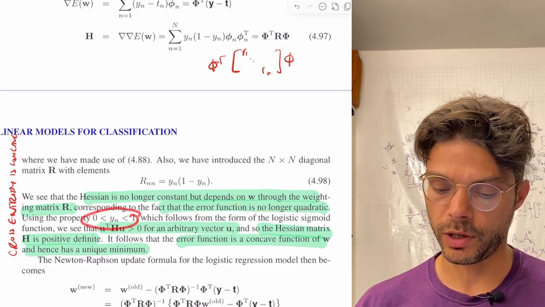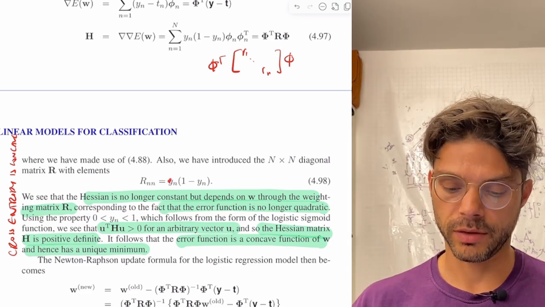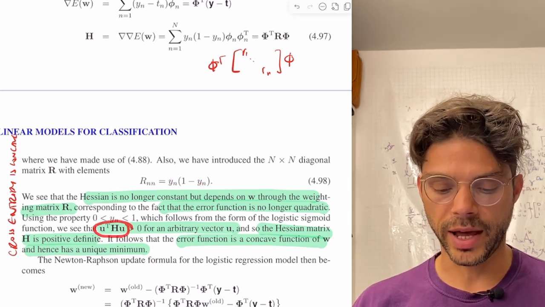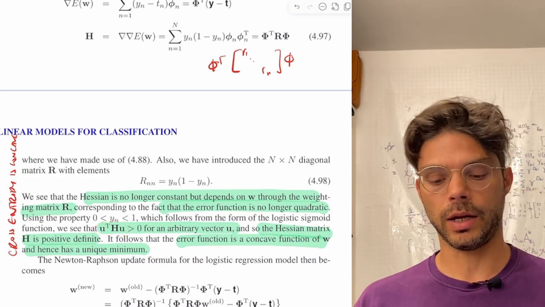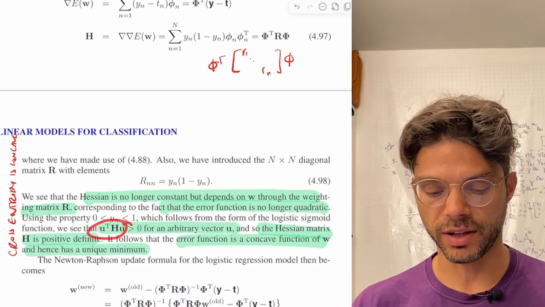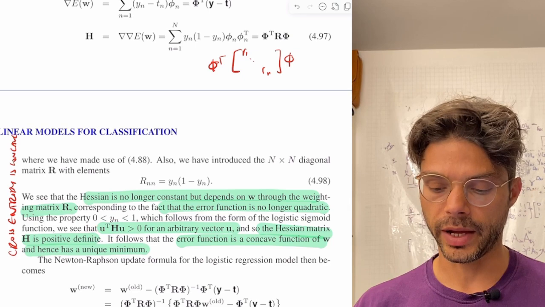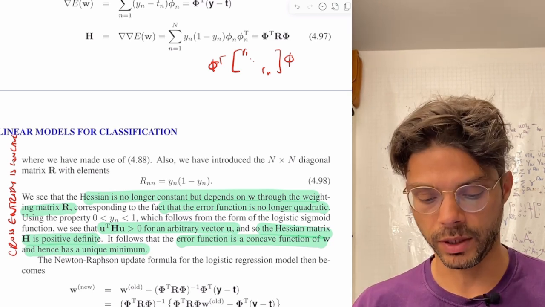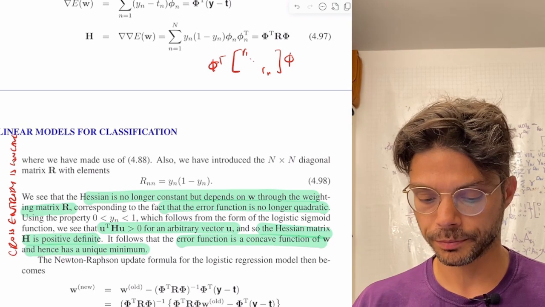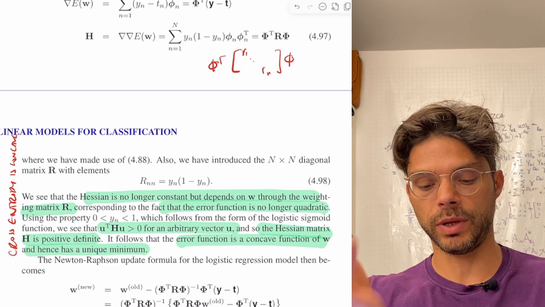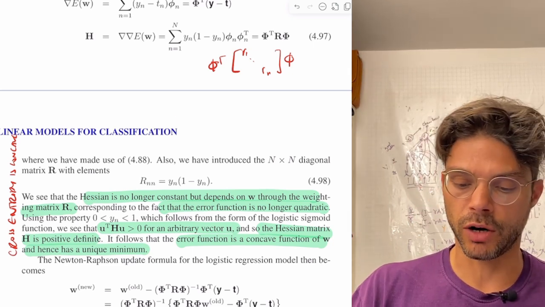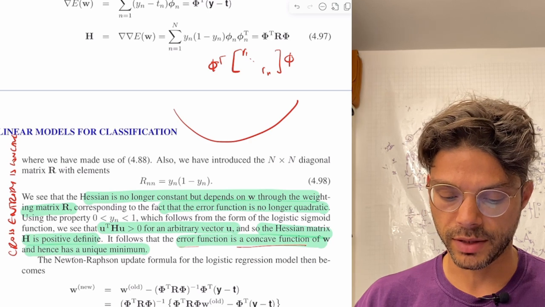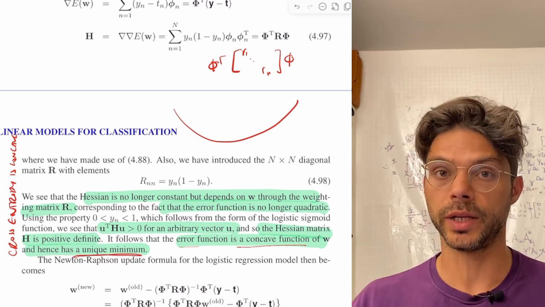Using this property, which follows from the form of the logistic sigmoid, this is positive, this is between 0 and 1, this is between 0 and 1, so the product will be between 0 and 1. We see that for any vector u, if you multiply the Hessian by u on both sides, it'll be positive. So this means that the Hessian has all positive eigenvalues, so H is positive definite, and it just means it's convex. That's literally what it means. It means the curvature is always positive in every direction, so your function is well behaved, and it looks like a cup basically. Even though the curvature will be different at different points, it still looks like a cup. It follows that the error function is a convex function of w and has a unique minimum. Okay, so that's good. That's a really nice situation to be in.